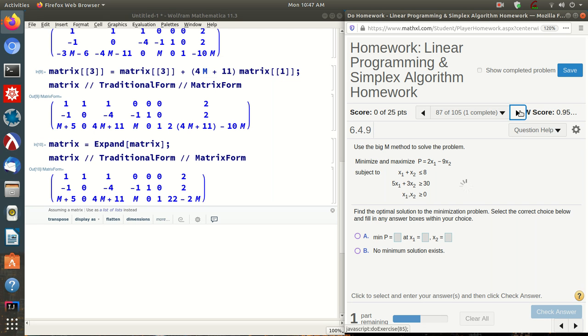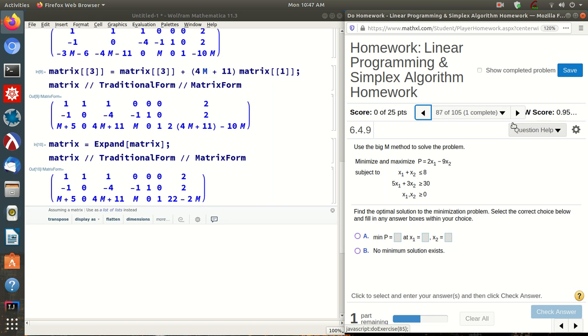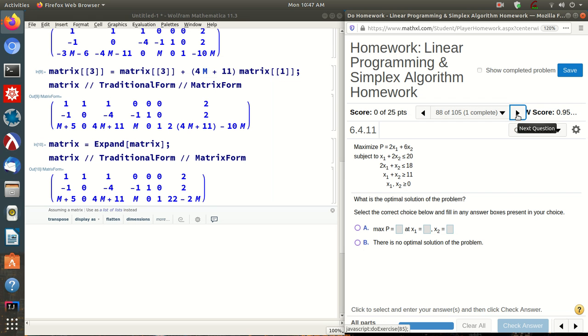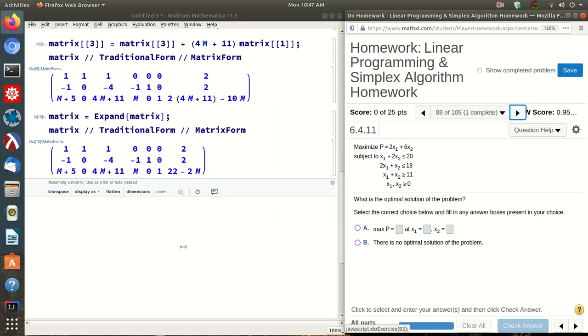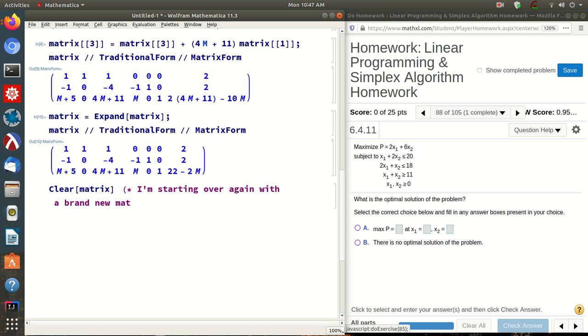We could do 87. We could do, let's do 88. 88 maybe is a little more challenging than 87. We could do 87, but 88 is a little longer, so okay. Clear matrix, which simply means I'm starting over again with a brand new matrix.